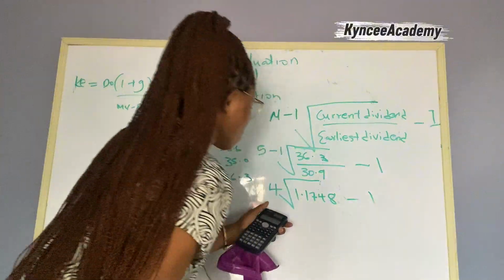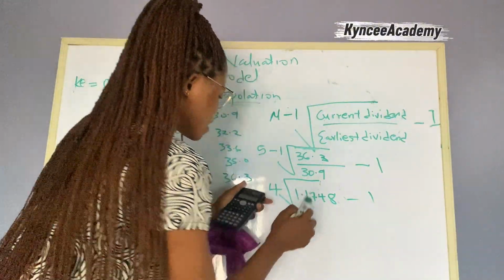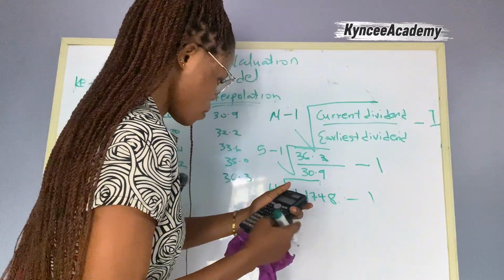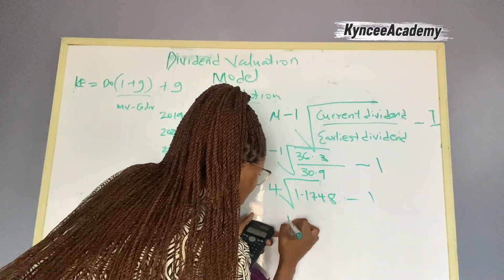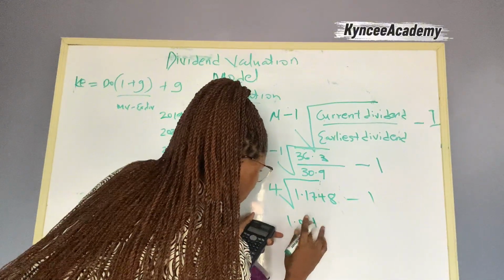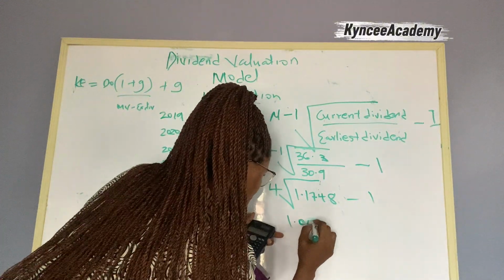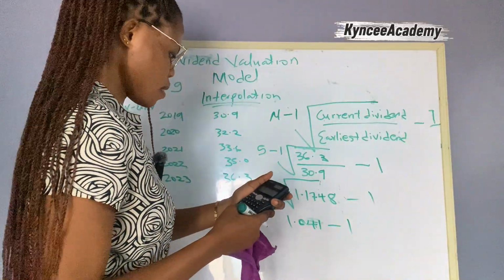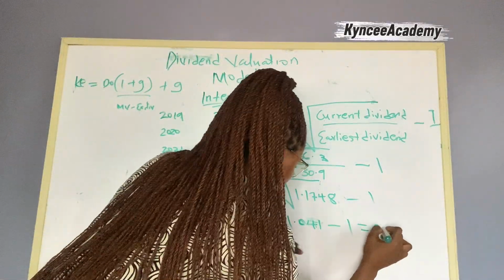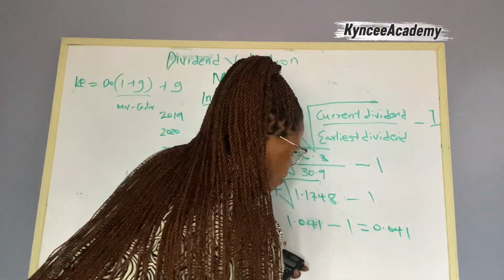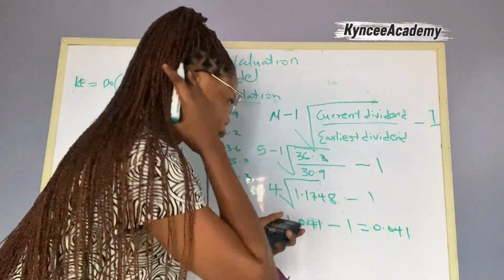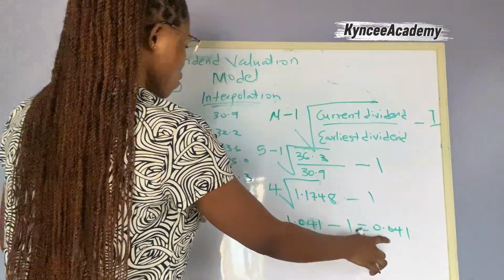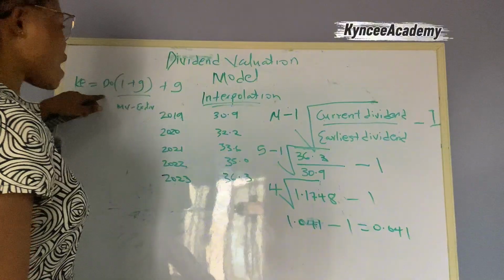Minus 1. So now we want to take the 4th root of this. The 4th root gives us 1.041. Yes, 1.041. Then minus 1, we have 0.041. You can decide to add 1 or you can decide not to add 1. You understand? So this is our growth rate. This is what we are going to apply in our formula.